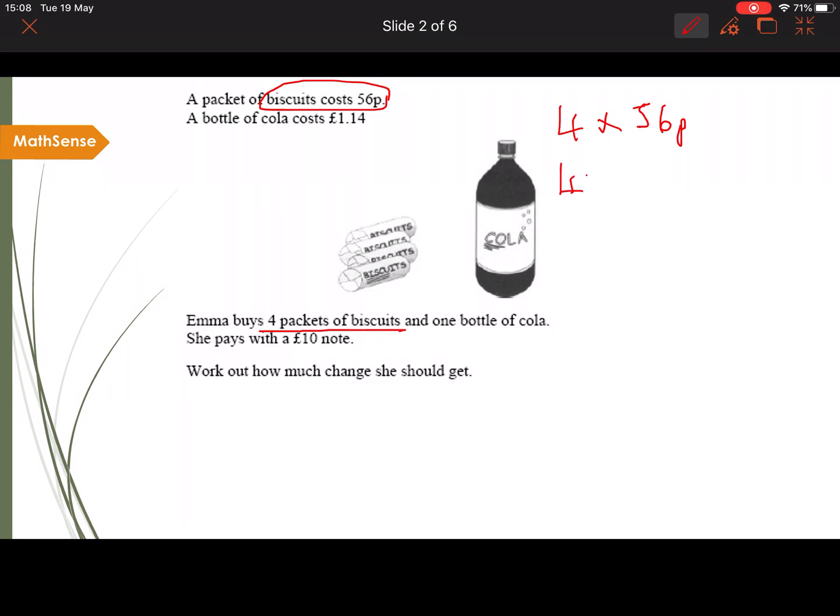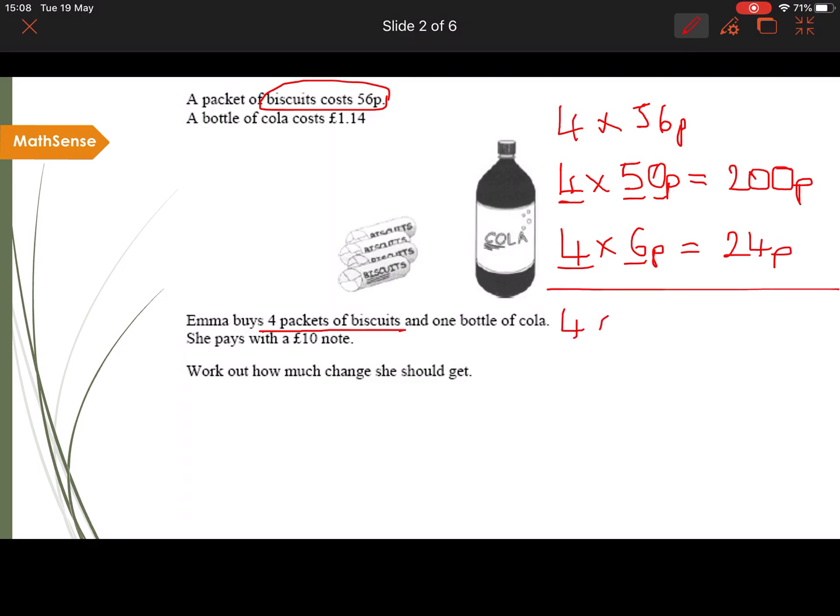You'll see. 4 times 50p is the first thing I'm going to do. I'm going to start by doing 4 times 5, which is 20, and then adding the 0 to get 200p. I'm then going to work out 4 times 6p, and hopefully we can do 4 times 6 is 24p. I'm then going to add them together because that's going to give me my answer to 4 times 56p. And 200 plus 24 is 224p.